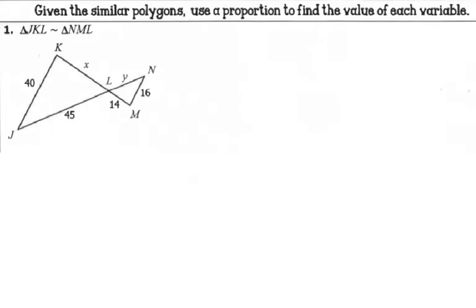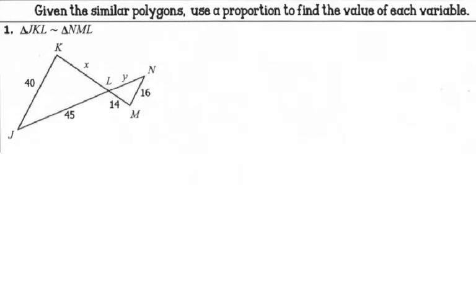I have 5 examples that I'm going to try with you today. Given the similar polygons, use a proportion to find the value of each variable. In number 1, we have to find the variables x and y. Now we're not going to do both at the same time.